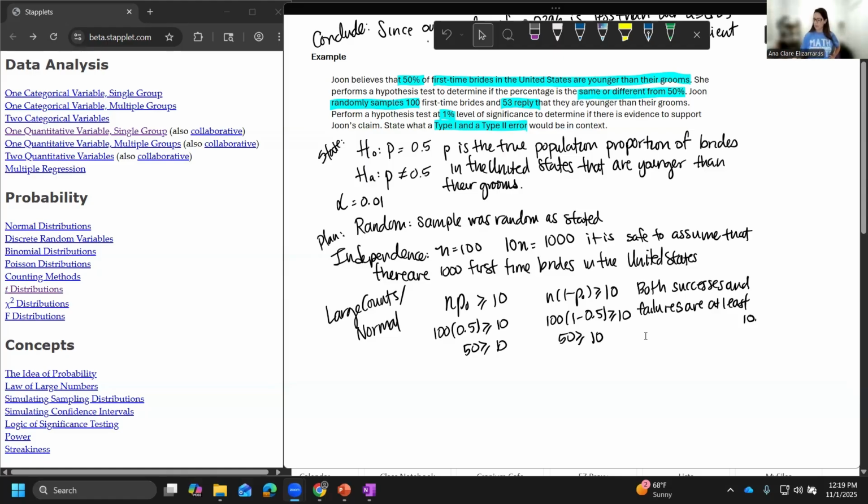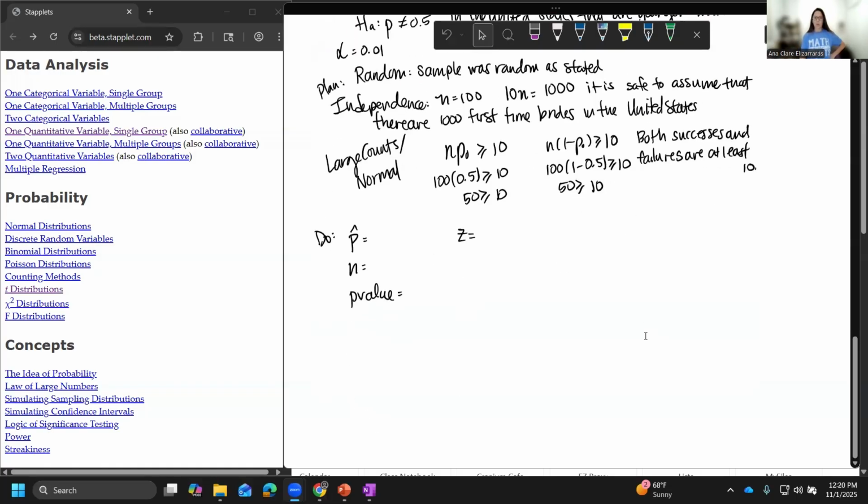We are going to calculate the test statistic. In our do, we want to include the point estimate or your sample proportion. You want to include your sample size. You need to include your z-value and your p-value, which is based on your z-value. So p-hat, the sample proportion, there were 53 out of 100 that said that they were, in fact, first-time brides that were younger than their grooms.